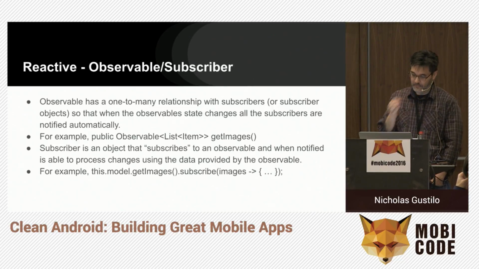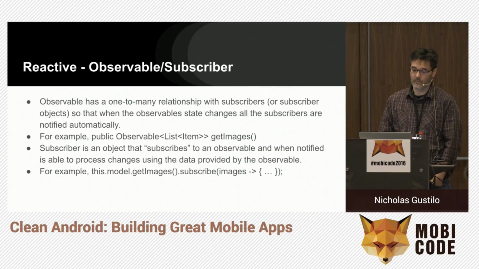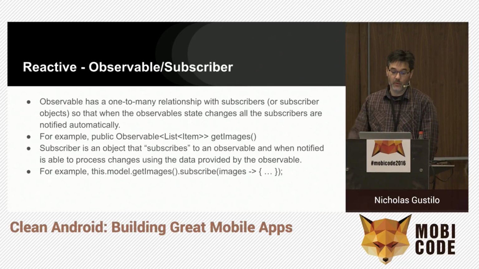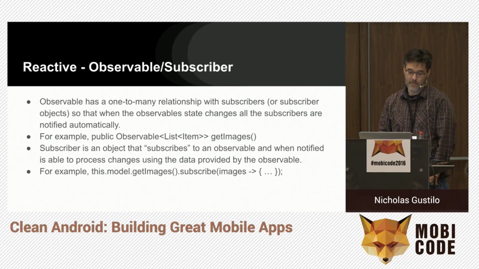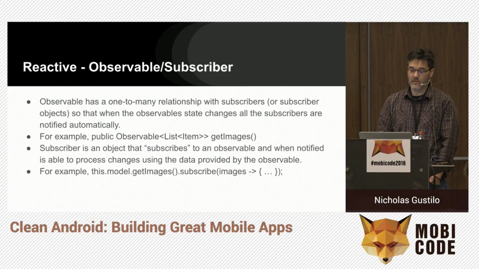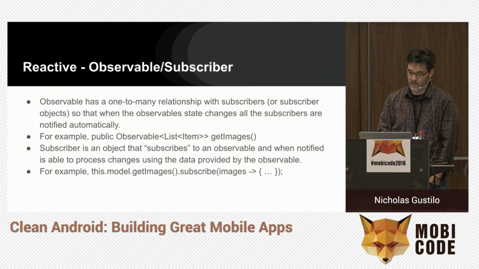Here's an example of that. So if we have this method get images, you can see it returns an observable, which has a list of items in it. Then you can have a subscriber object. So on the other side, you have this object that's subscribing to this observable, and it will get notified when there's a change. And so again, in the last line, you get the observable using the get images above. You subscribe to it. You get this list of images, and then you do something. So this is just the standard way of thinking about observer subscriber.